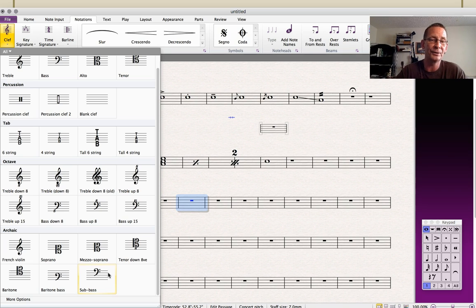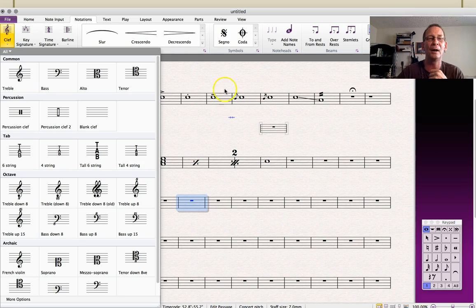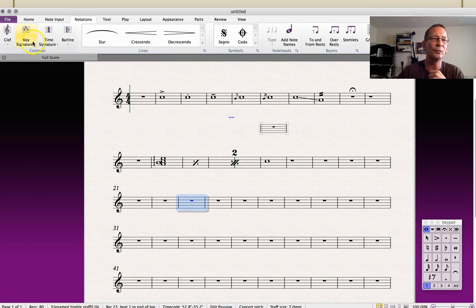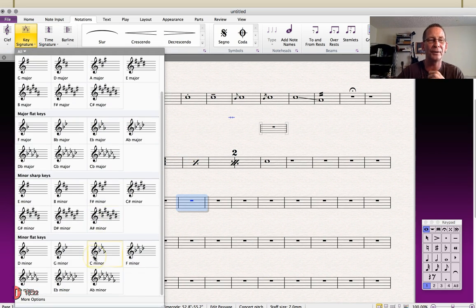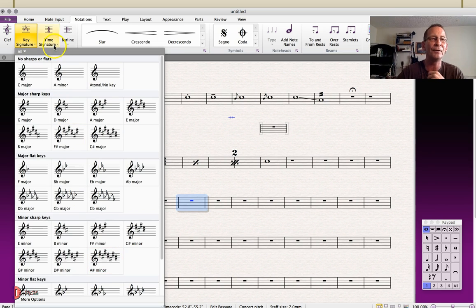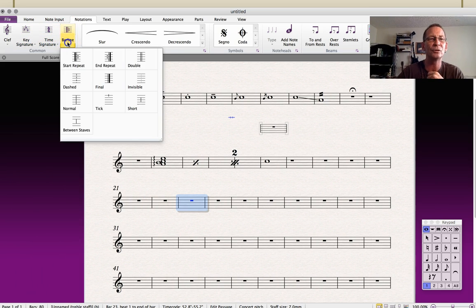There's a sub bass here that's rooted around this tone on the bass clef, and there's a baritone bass that's rooted around this tone on the bass clef, and on this tone on the bass clef. And there's other ones that are archaic, so I wouldn't worry too much about those. But those are the basic ones that we've already talked about. We've already talked about the key signatures that we have to deal with. We've talked about the time signatures, bar lines, for the most part.